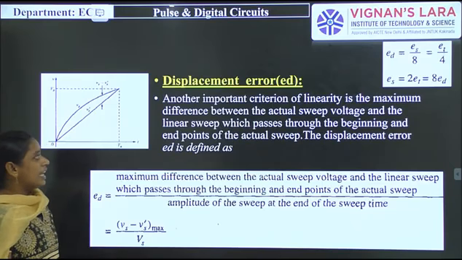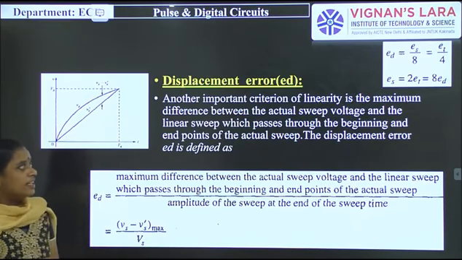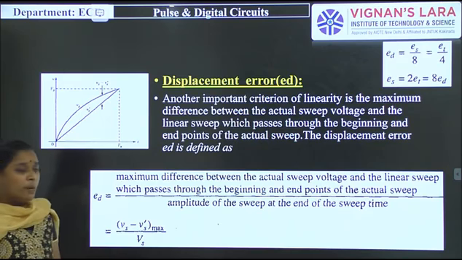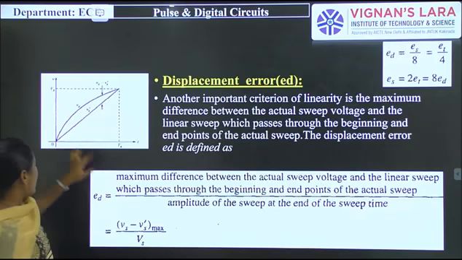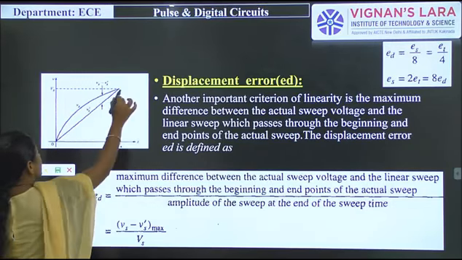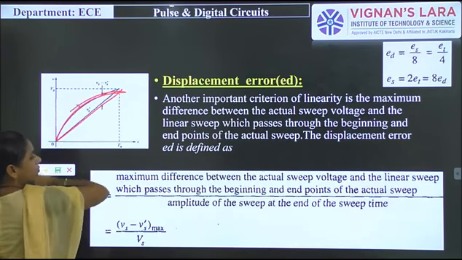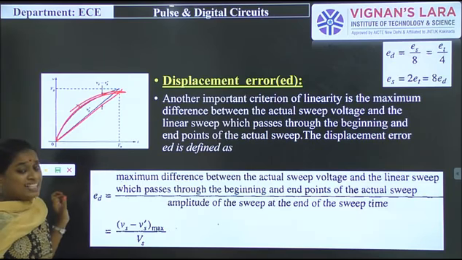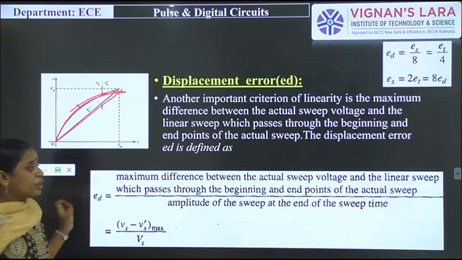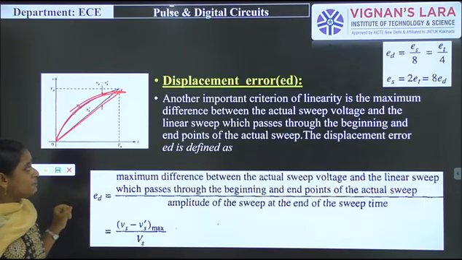Another important definition is displacement error. It is the actual sweep voltage and the linear sweep, nothing but the maximum difference between them. The actual sweep is nothing but a ramp signal. So this one is a ramp signal and this one is the output signal. That is the maximum deviation by the amplitude of sweep at the sweep time. Simply, the displacement error can be represented like this.